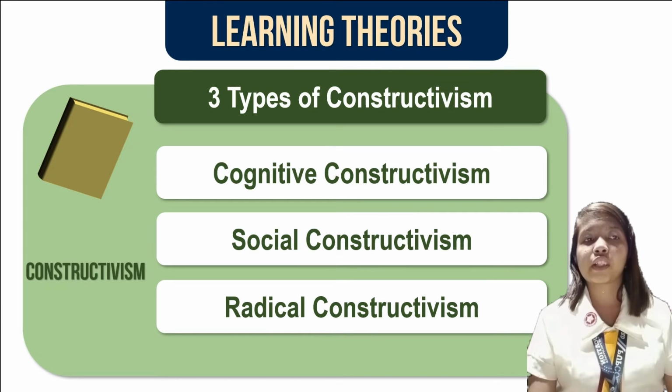Radical constructivism is very different from cognitive and social constructivism. It focuses on the idea that learners and the knowledge they construct tell us nothing real, and only help us function in our environment.